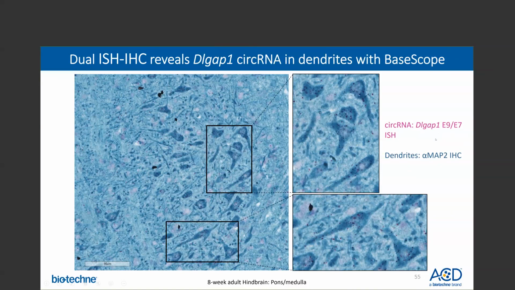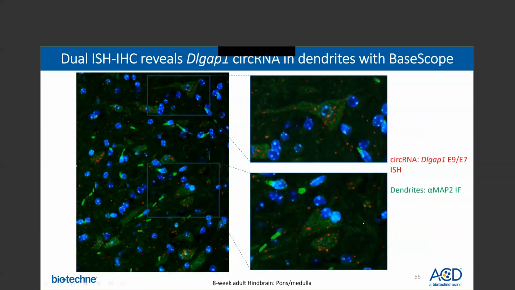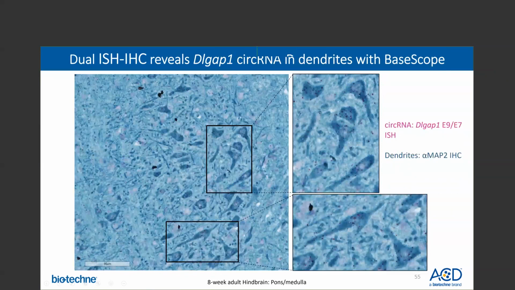In this example, we've used the BaseScope assay in combination with IHC for MAP2 to detect the expression of DLGAP in the dendrites. As you can see, the red punctate dots in the zoomed in image, can you go back? The red punctate dots in the zoomed in image in the bottom right corner indicate the single cell and single molecule resolution offered by RNAscope.